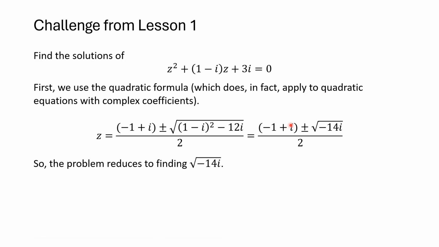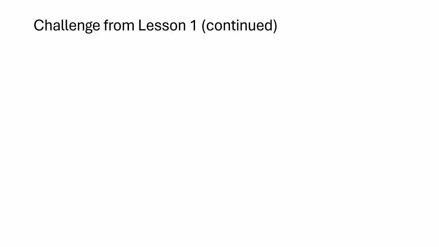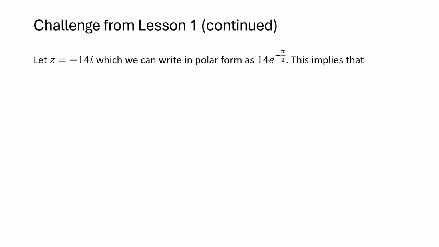We know what all these things are, except we're kind of stuck here, right? At least up until now, we didn't know how to find the square root of minus 14i. And we kind of got two of them, we got the plus or minus out here. So we can just find one of the square roots and then plug it back in, and we'll have our solution. So continuing, the problem reduces to finding the square root of minus 14i.